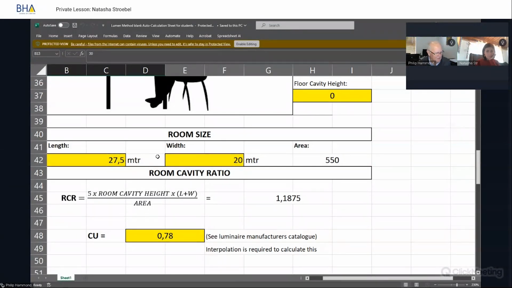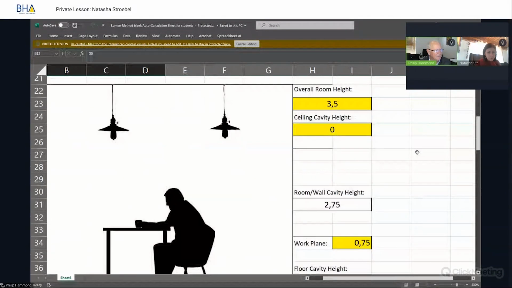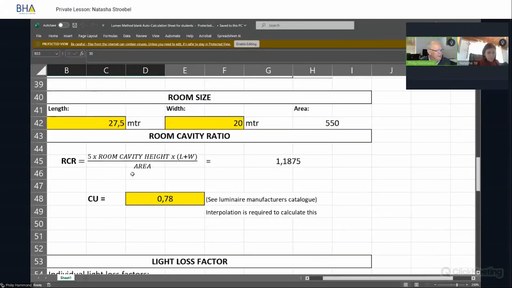This is just a matter of filling things in the yellow. Okay? And we multiply that by that and it will give us 550 square meters. Happy? Yes. So then we go and we do our calculation, which is a factor of 5, times the room cavity height. The room cavity height, 2.75, times by the length plus the width.